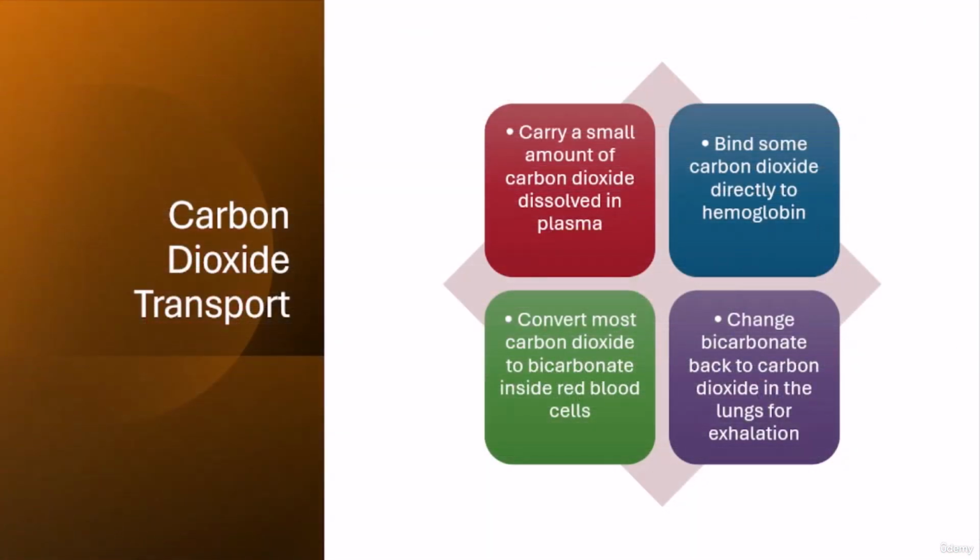Carbon dioxide travels in the blood in three main forms. A small amount dissolves in the plasma, some binds to hemoglobin, and most of it becomes bicarbonate ions. Red blood cells use an enzyme that quickly converts carbon dioxide into bicarbonate, which makes it easier to carry a large amount of carbon dioxide from the tissues to the lungs. And when the blood reaches the lungs, the bicarbonate changes back into carbon dioxide so it can be breathed out.